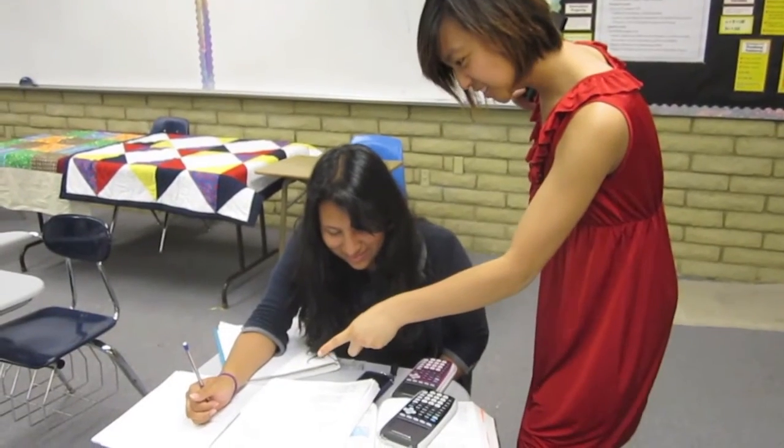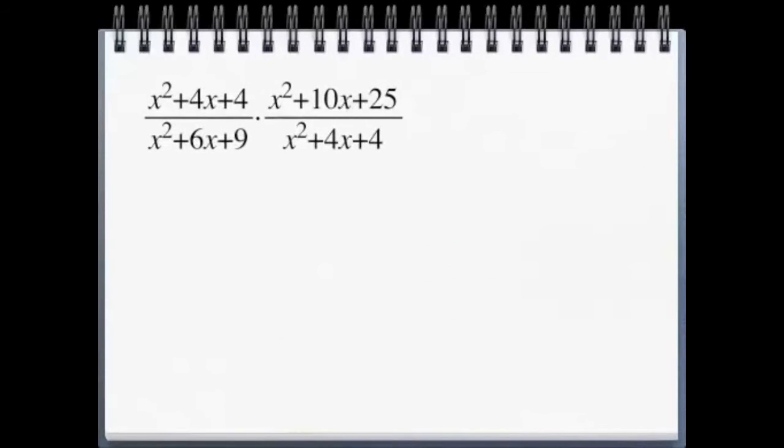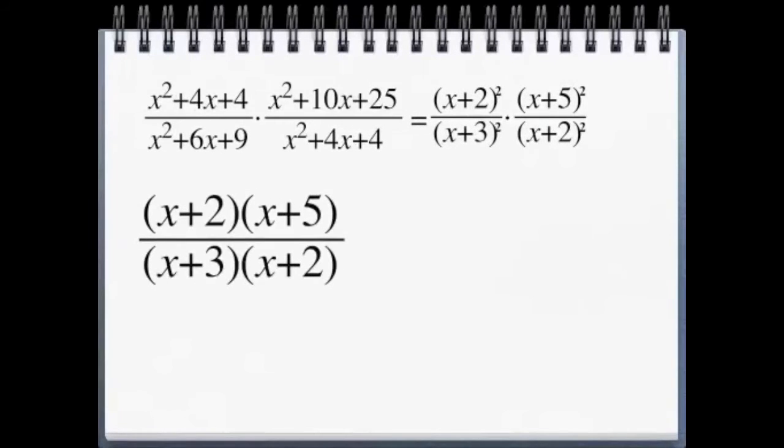Let me help you with that. Multiplying rational expressions. In order to know how to divide rational expressions, you first have to know how to multiply them. So let's look at this problem. First, you factor. And then you multiply the two numerators and the two denominators in order to cancel out what you can, and then you simplify.